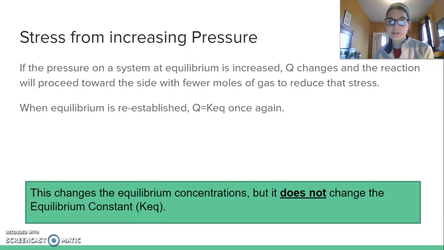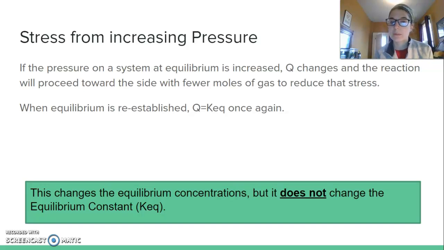So for increasing pressure, if the pressure on a system at equilibrium is increased, the Q will change and the reaction will proceed toward the side with fewer moles of gas to reduce that stress. Okay, so fewer moles of gas means a lower pressure. Remember, pressure and moles are directly related. So if you increase that pressure, the system is going to try to decrease the pressure by decreasing the number of moles of gas to reduce that stress.